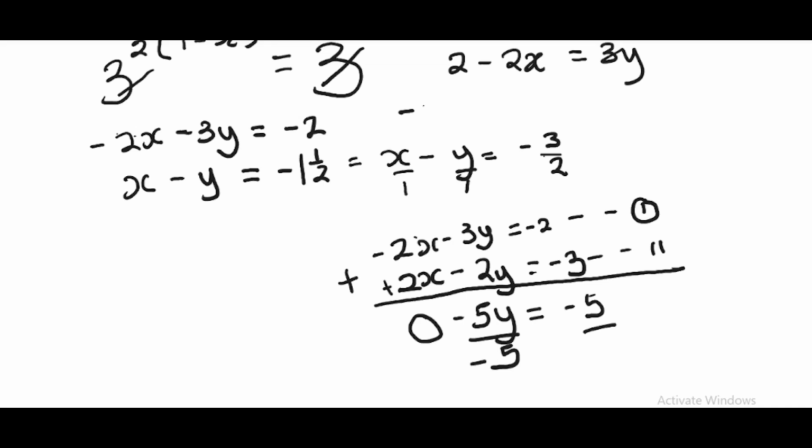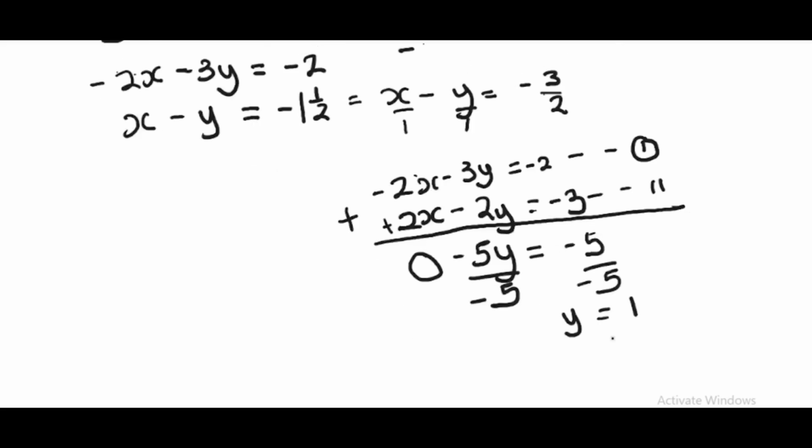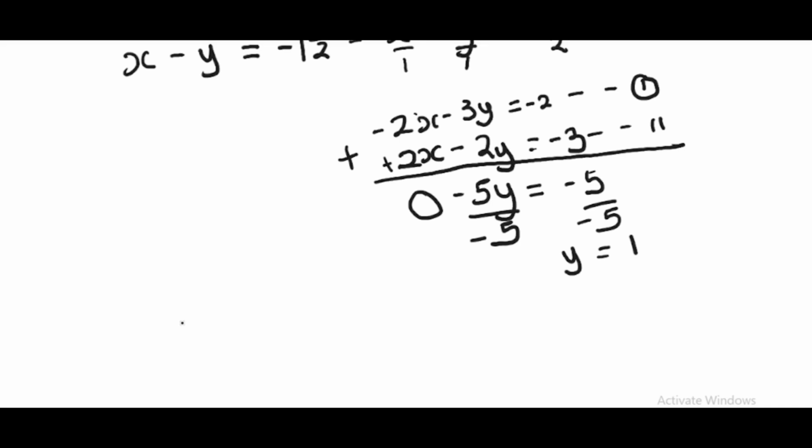So to solve for x, we can substitute y equals 1 into any of the equations. It can be equation 1, it can be equation 2, whichever one you prefer. So minus 2x minus 3 into 1 is equal to minus 2. So opening up the brackets, we will have minus 2x minus 3 is equal to minus 2.